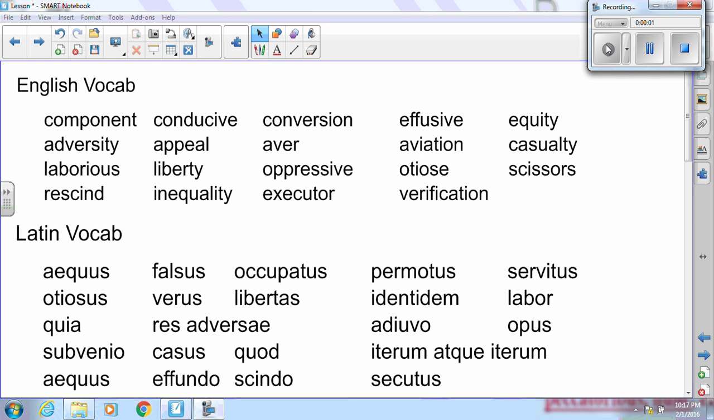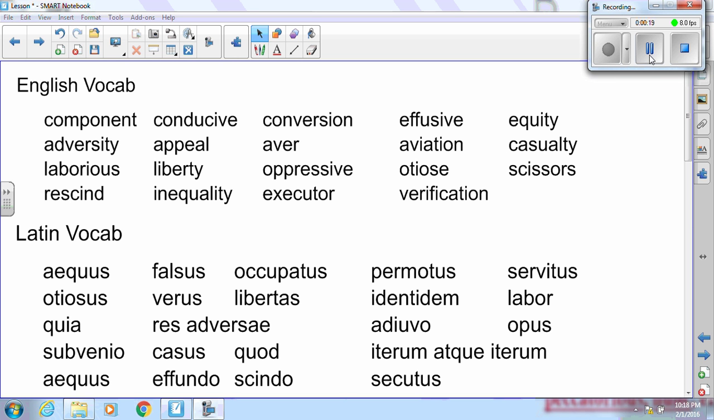This is a review for your Chapter 32 test. As you can see here, I've given you some English and Latin vocabulary. You may want to become familiar with both groups of words here. I will go through a few of them, and we'll move on from there.